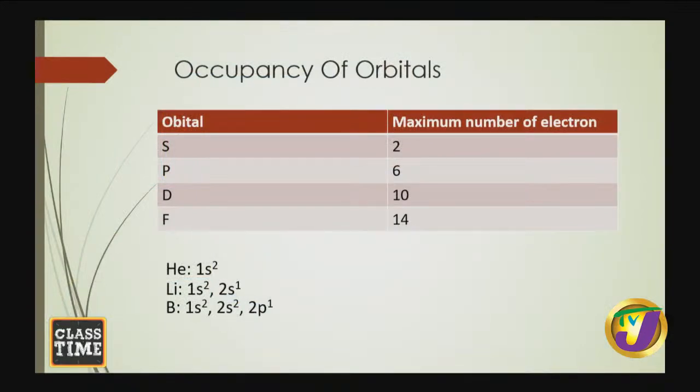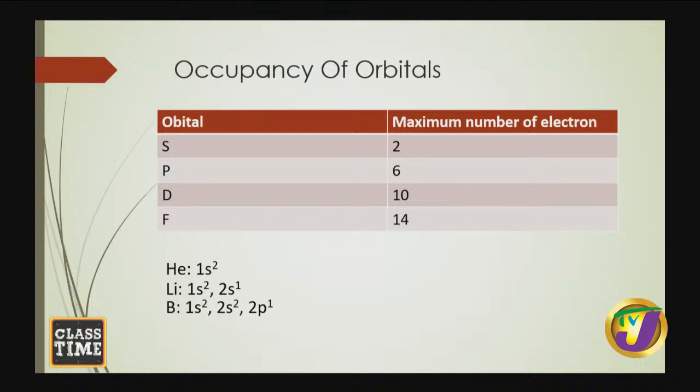Now, we have boron. Boron has 5 electrons. So the electronic configuration would be 1s2, 2s2, 2p1. So now we have the introduction of the 2p orbital. And the more electrons you have, so the bigger the atom, you have more energy levels coming into play and different orbitals. Let's now look at sodium.